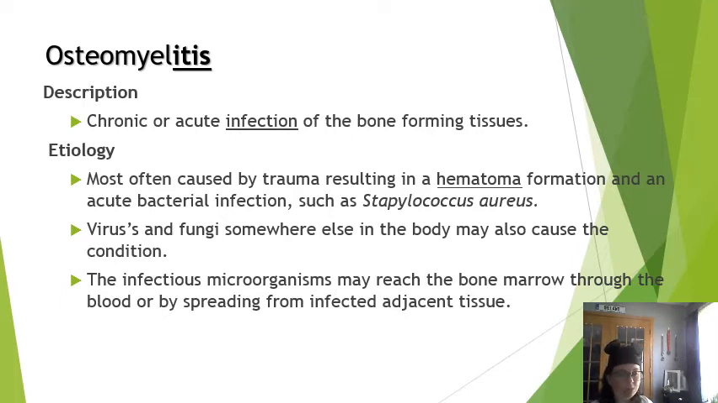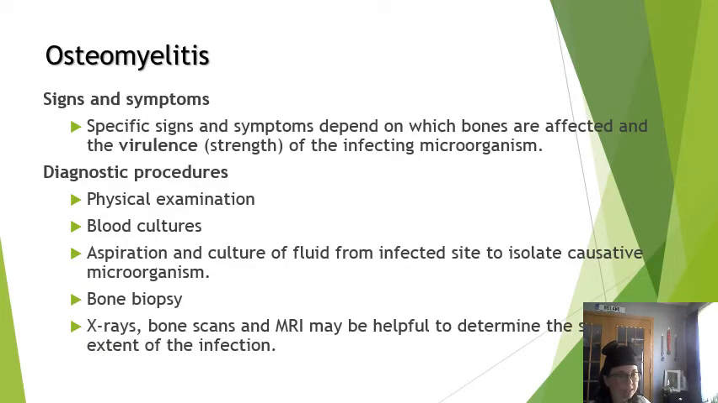The infectious microorganism that's circulating may reach the bone marrow through the blood and/or by spreading from infected adjacent tissue in a similar circulatory manner. Signs and symptoms are specific and depend on which bones are affected and the virulence, or strength, of that infective agent. An infection of a finger bone is much different than an infection of a leg bone, just by size and location alone.